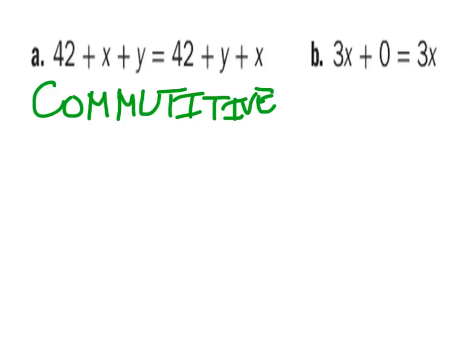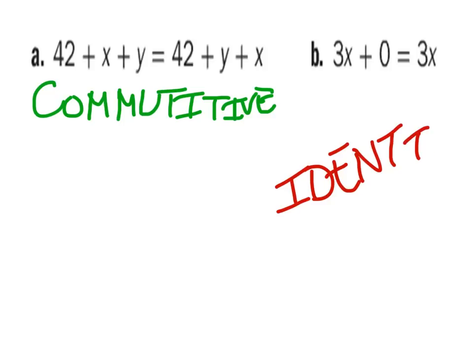I think I got that right. Okay. All right, B. What property is this? Jess. Very good. The identity property. How do we know that? Look, they even forced the 0 to disappear. It just disappeared. It became a phantom 0.